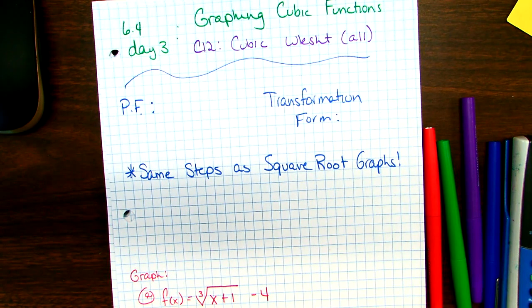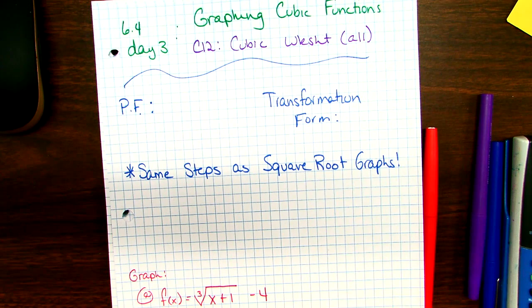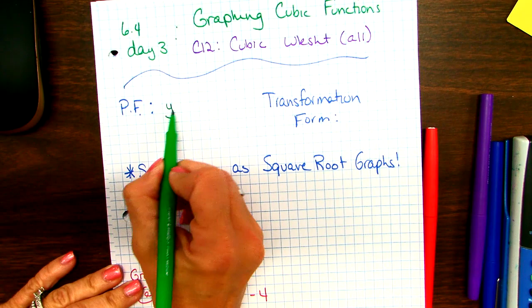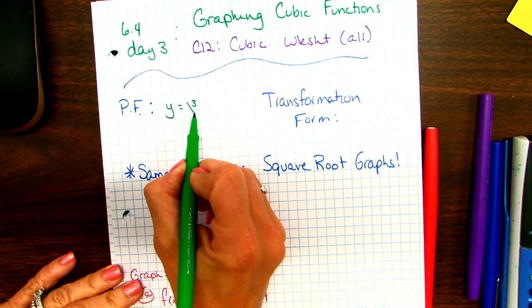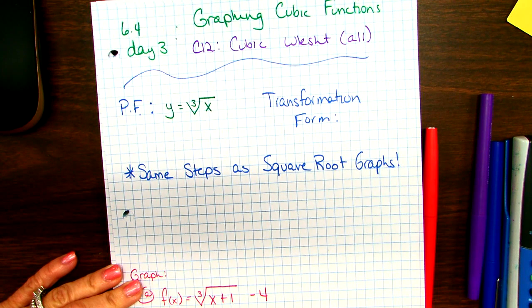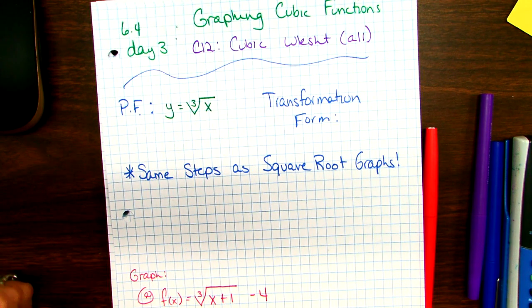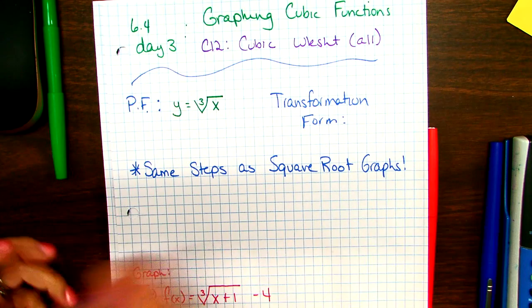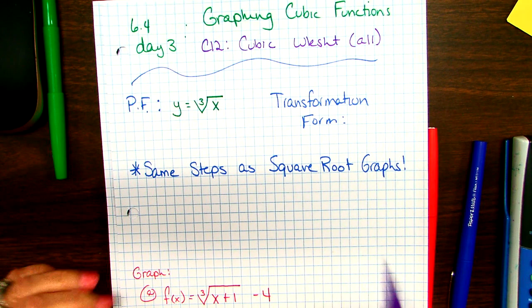If you understood what we did Thursday and Friday, today you will be in good shape. So our last day of 6.4 today is graphing cubic functions, which is still a radical. It's just got a 3 in it, okay? So the parent function remember, has a cube root instead of a square root, okay? Now, the transformation form, which is how we move around, is exactly the same.